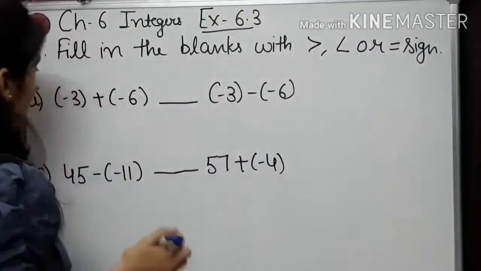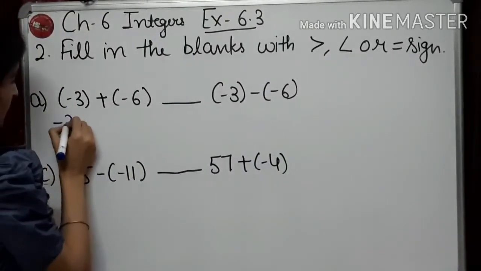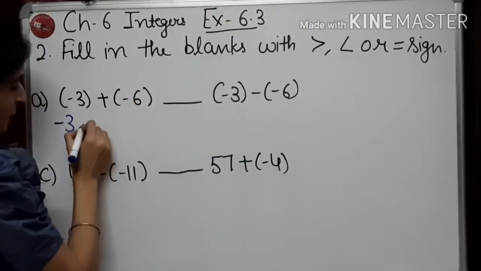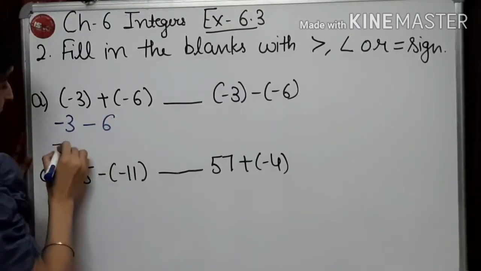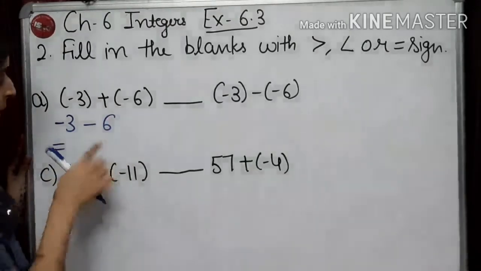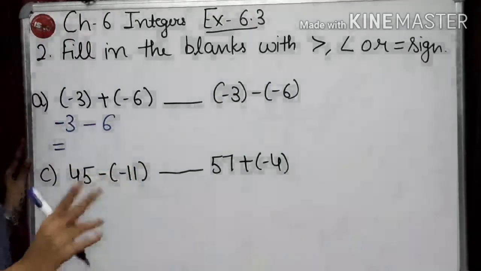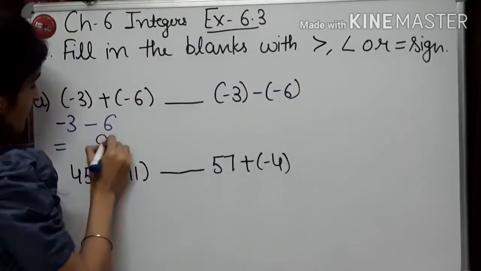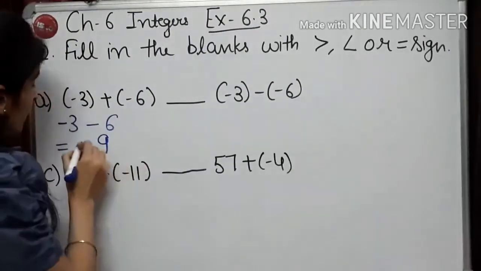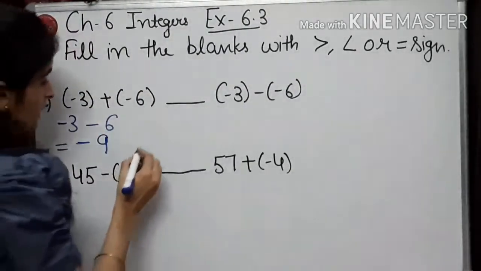So on left hand side we have minus 3 plus minus 6. Minus 3 minus 6. Now we have two negative signs, so minus minus. When we have two negative signs, then we always do addition. 3 plus 6 is 9. But the sign will be of negative.